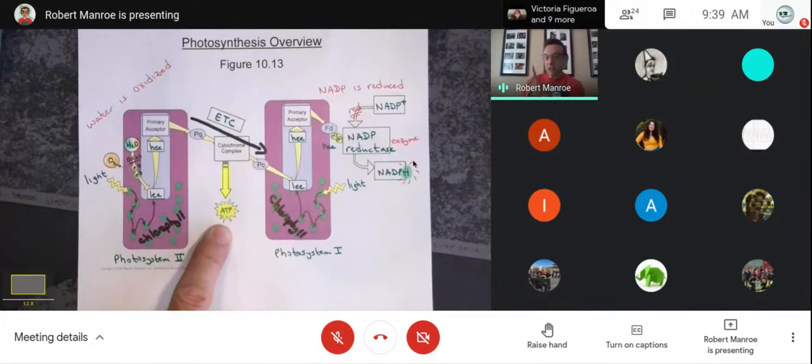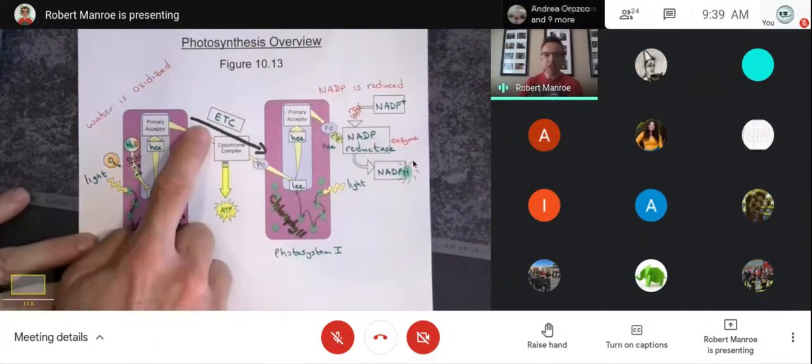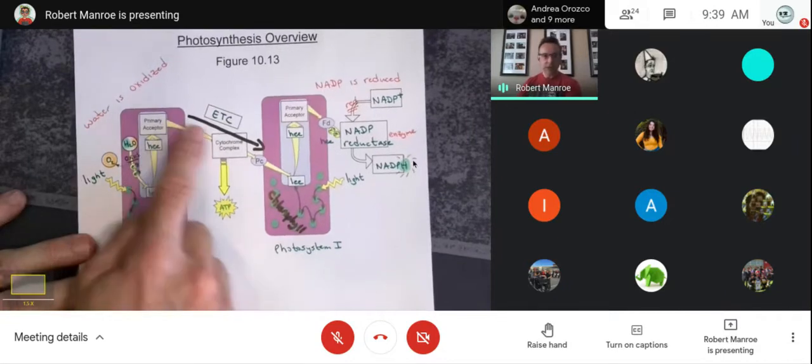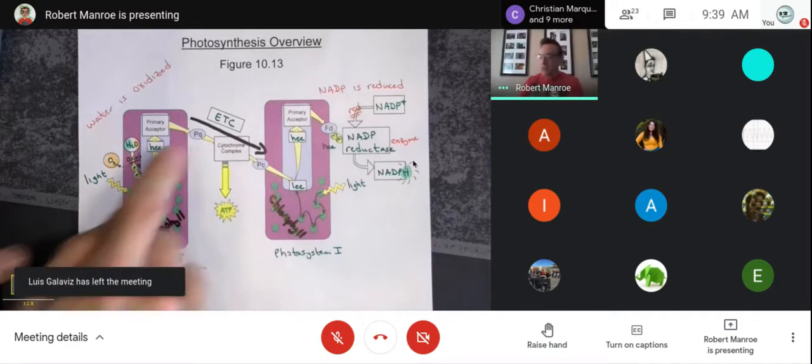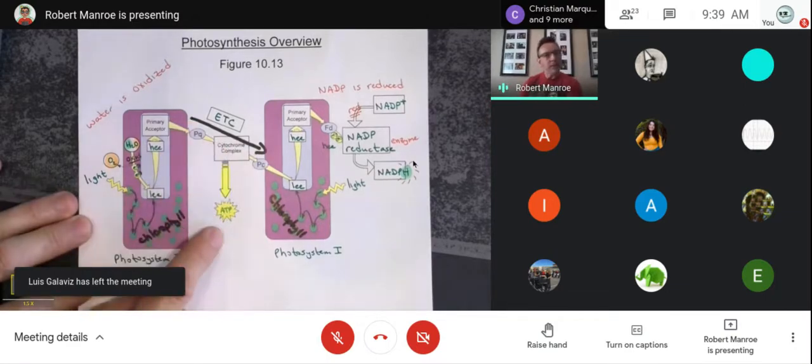Now, when biologists want to fake specifics, here's what we do. We just draw an arrow. We just go, look, electron transport chain, and ATP, poof, it just comes out, right? So as an educator, whenever you want to back away from details and specifics, you just draw an arrow and go, look, ATP is formed.